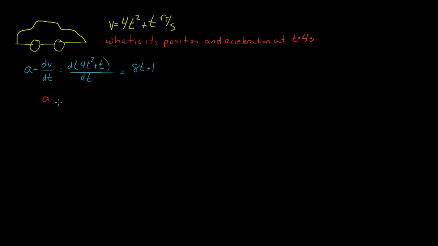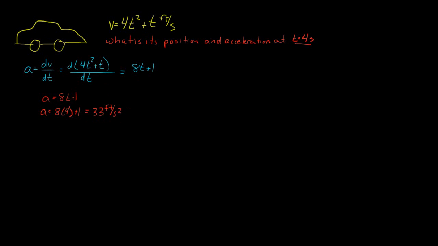Now, we have acceleration is equal to 8t plus 1. We're interested in what happens when t is equal to 4 seconds. So if we plug in 4 for t, we get a is equal to 8 times 4 plus 1, and we get an answer of 33 feet per second squared. And this becomes our acceleration. The acceleration of this car is 33 feet per second squared.